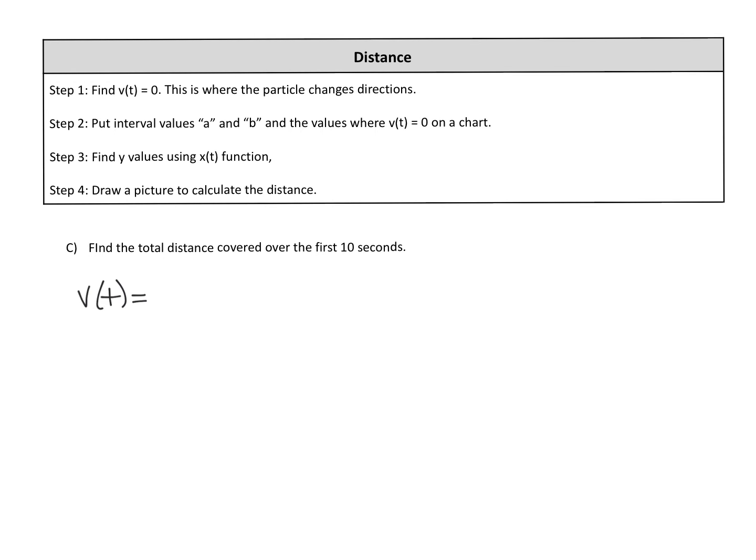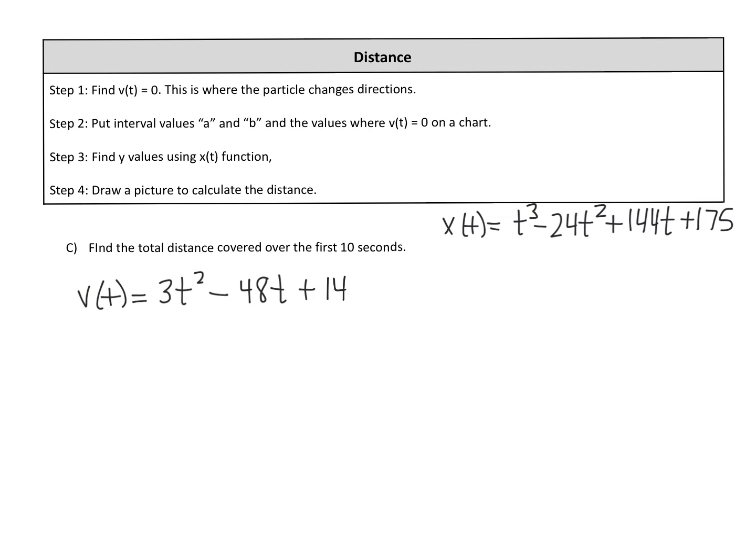So I'm actually going to write down our x of t function, and that was t to the third minus 24 t squared plus 144t plus 175. That's what we just found on the previous page. So v of t we know is the derivative of this. So take the power, bring it in front. We've got 3t squared minus, don't forget, take this power, multiply it in front, 48t, decrease the power by 1. The derivative of 144t is just 144, and the derivative of a constant is 0.